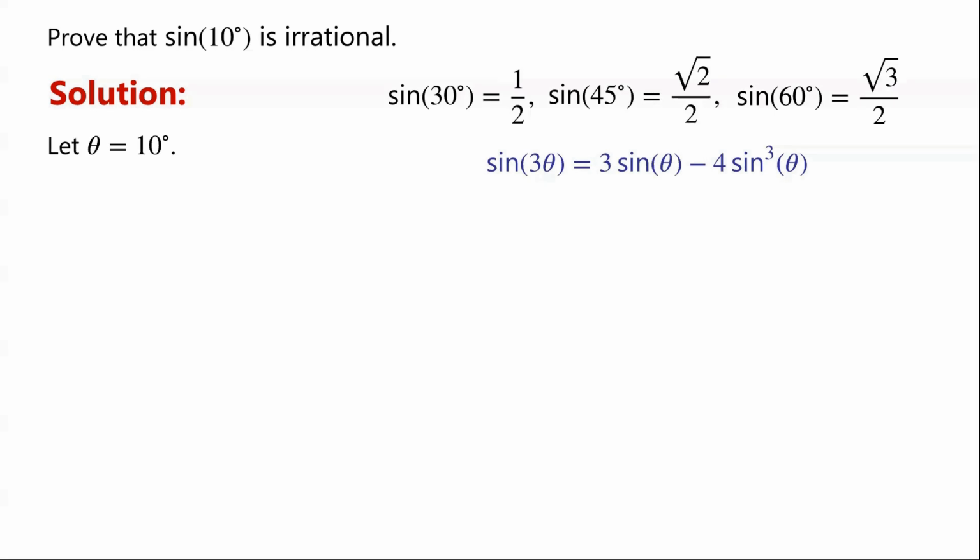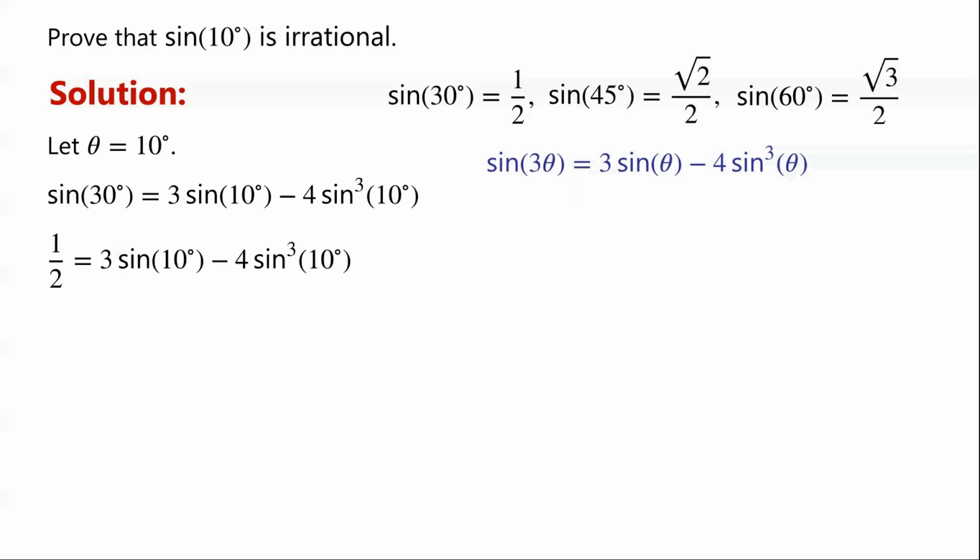Then by applying the triple angle formula, we have sine 30 degrees equals 3 times sine 10 degrees minus 4 times sine cubed 10 degrees. Substitute sine 30 degrees equals a half in the equation. We have a half equals 3 times sine 10 degrees minus 4 times sine cubed 10 degrees. Multiply the equation by 2 and rearrange the equation. We have 8 sine cubed 10 degrees minus 6 sine 10 degrees plus 1 equals 0.